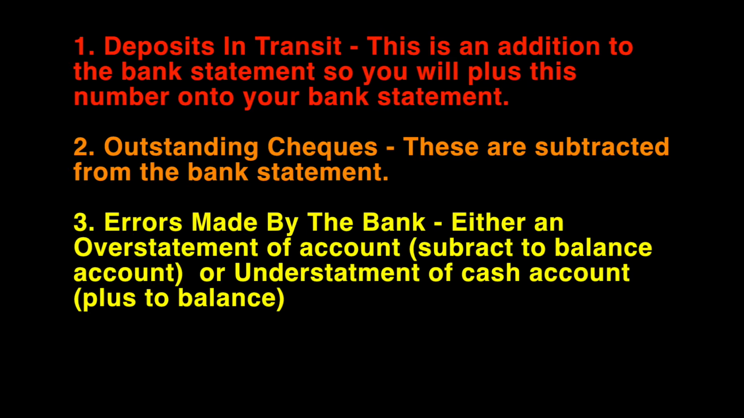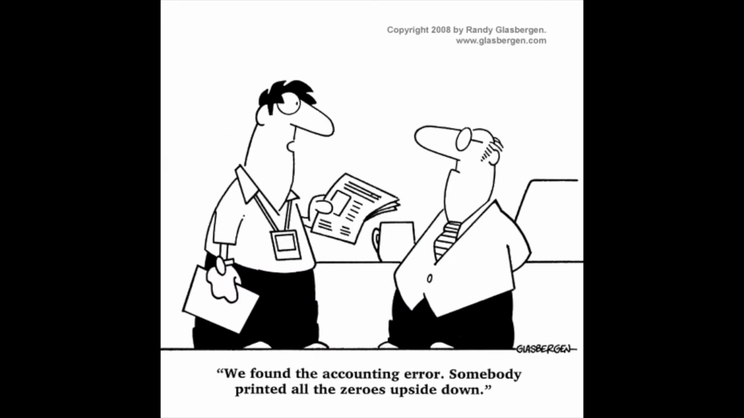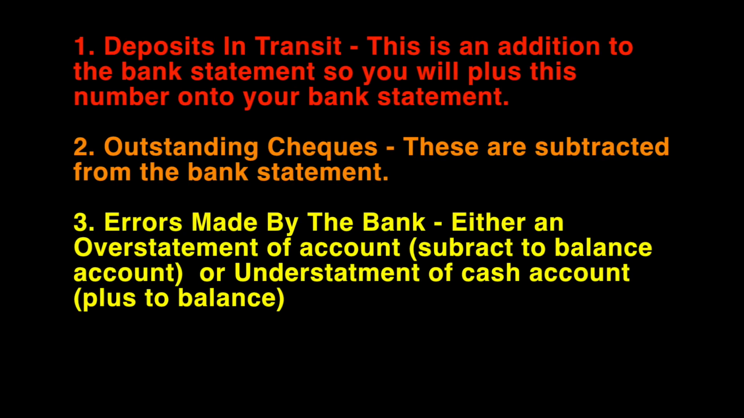The third reason is errors made by the bank. Although this rarely happens, there are two ways it can occur. There is either an overstatement of an account or an understatement of a cash account. If there is an overstatement of a cash account, you subtract the amount that should not be there to bring it down to the actual amount. If it is an understatement, you simply plus it to the account to bring it up to the right amount.